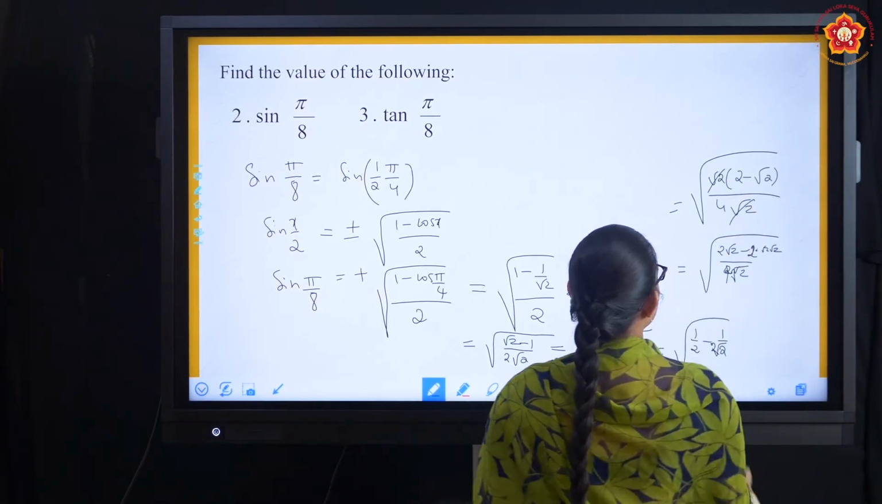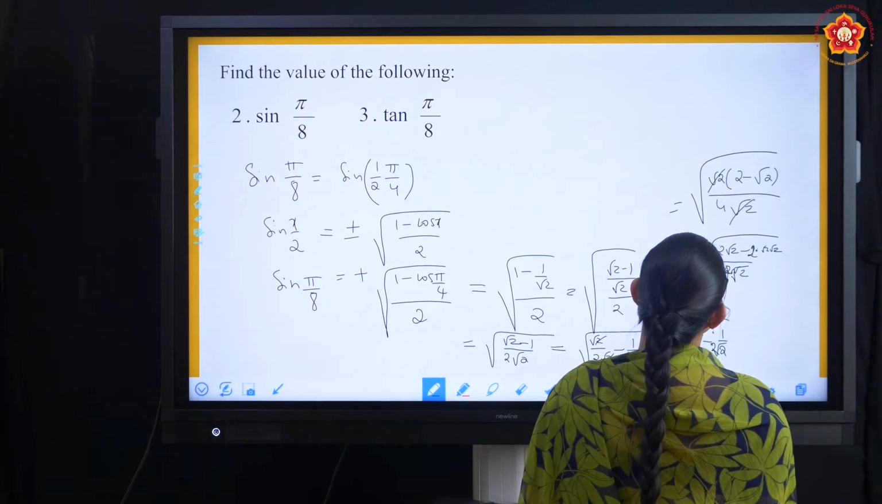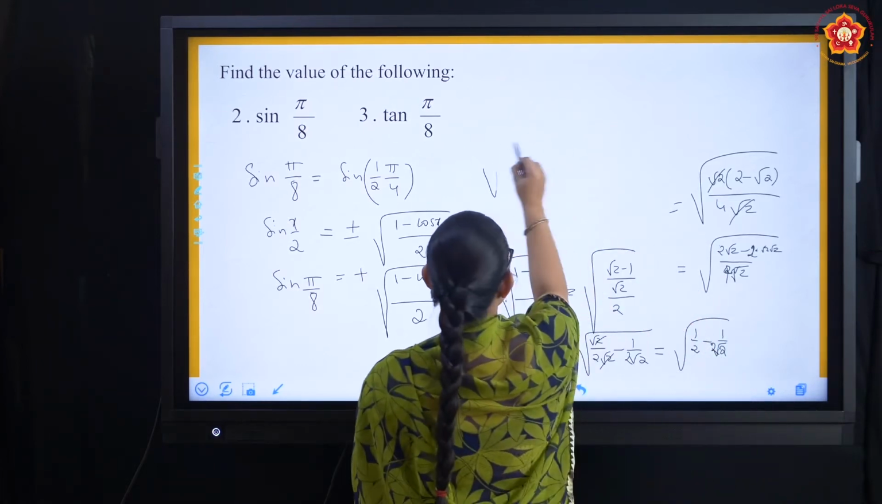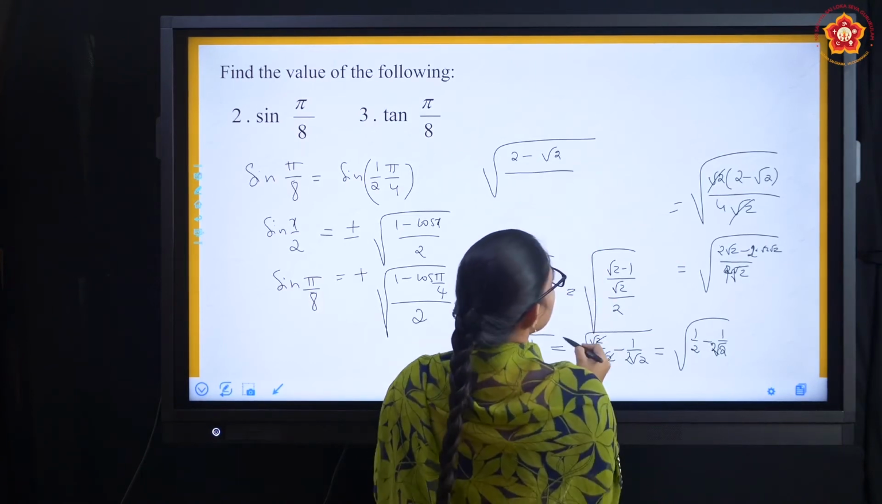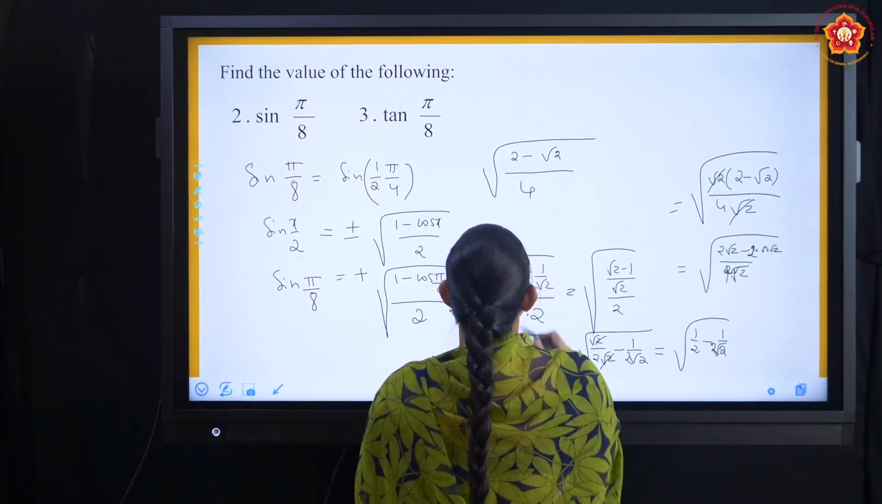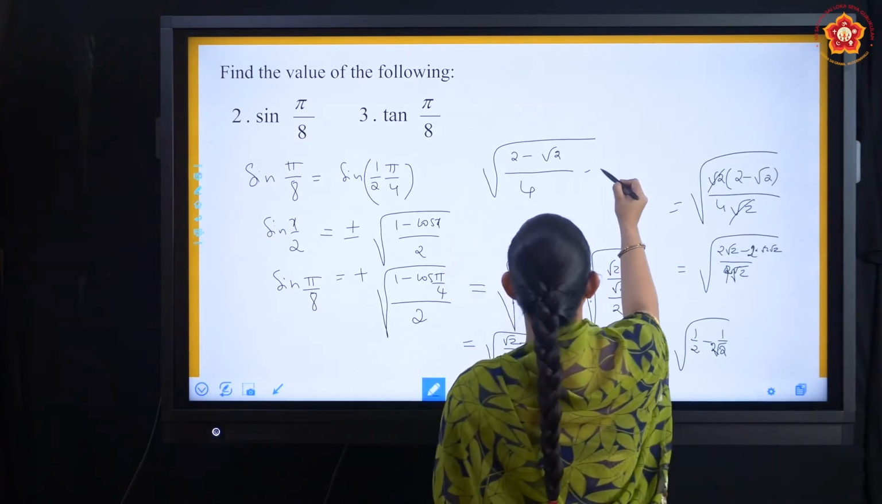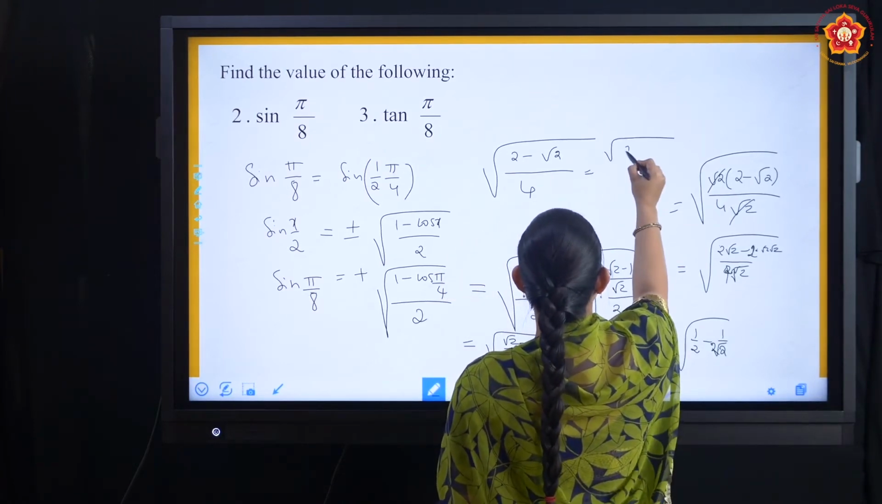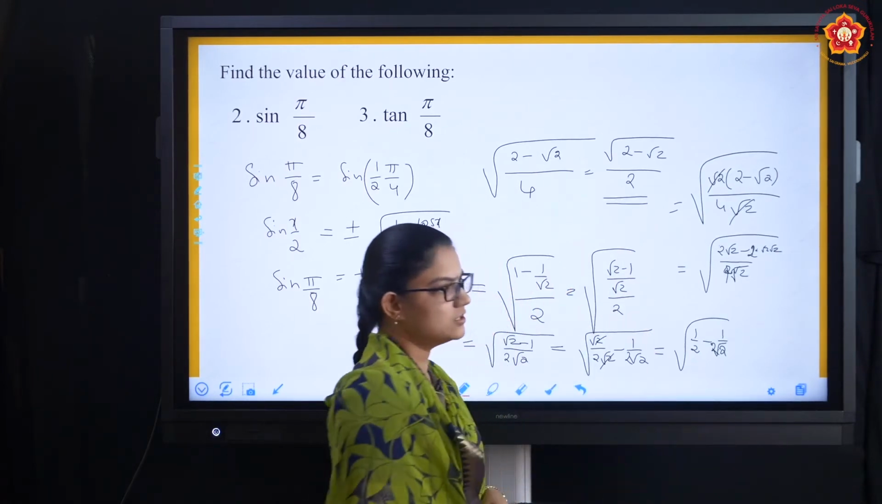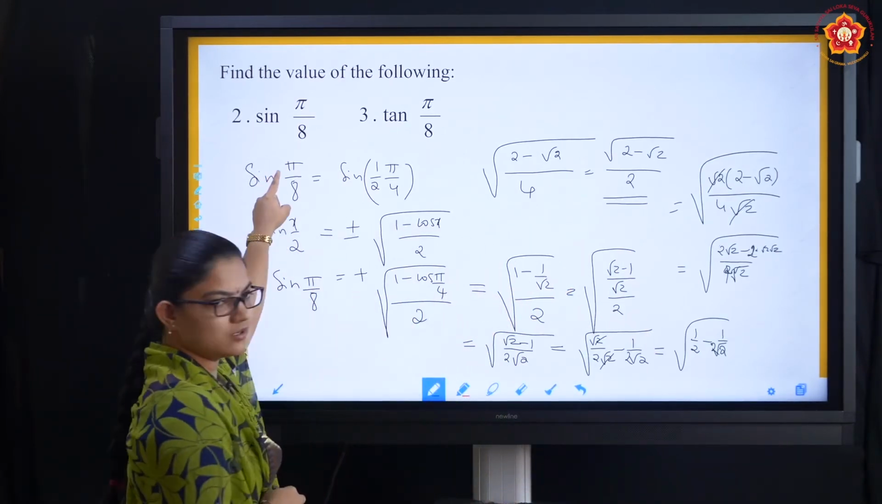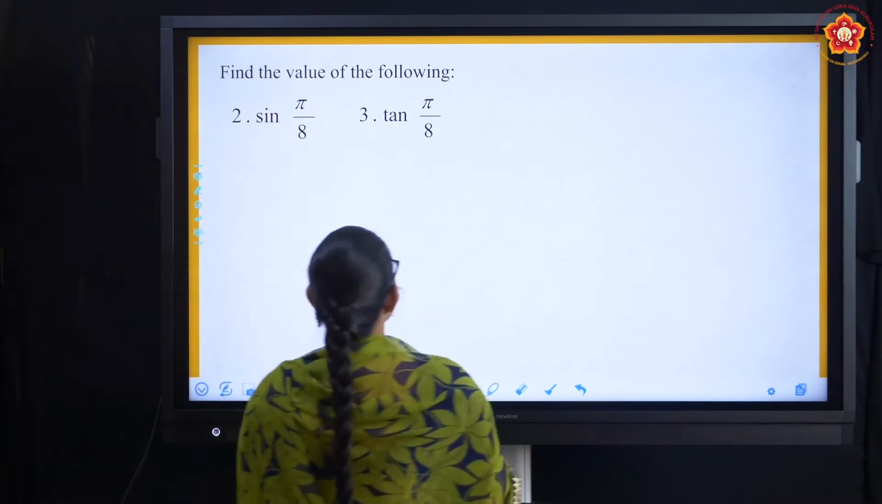So that root 2 I can cancel. So what is remaining? Square root of 2 minus root 2 divided by 4. And now find out the square root. So that is square root of 2 minus root 2 divided by square root of 4 is 2. So this is the value of sin pi by 8. Let us solve the next problem.